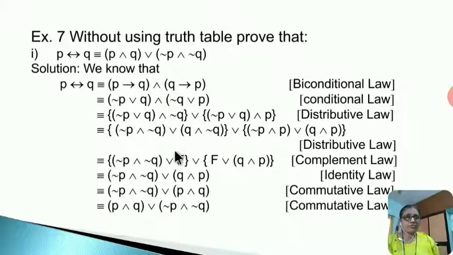We have to solve this with justification. This type of answer carries full marks in the examination. If we write in this way, we get full marks. Okay. Now, second example: P and Q or negation P and Q or P and negation Q is logically equivalent to P or Q. We have to prove this without using truth table.